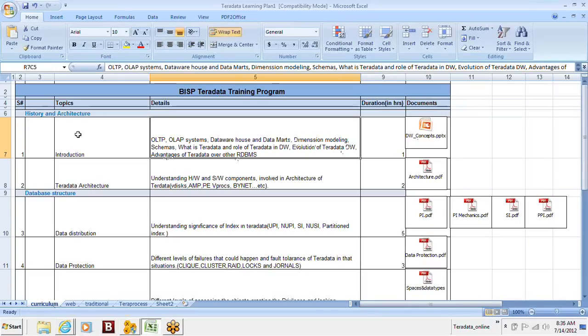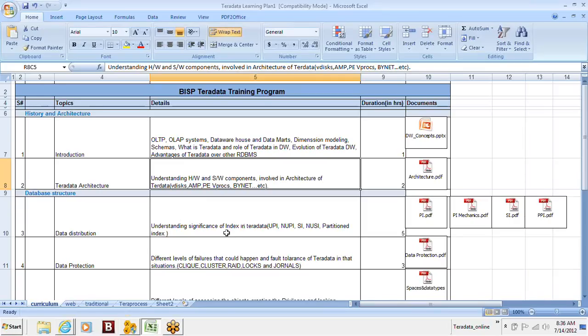So we'll start with the introduction of the data warehouse, the transaction systems, the analytical systems, and how the modeling would be done with Teradata, the physical implementation, with some basic warehousing concepts we cover in the introduction part. Then we start with the actual Teradata architecture, where we'll go through the hardware and software components: AMPs, PEs, vprocs, binaries. Whatever we have seen, we'll give a technical name and try to understand the responsibility of each and every component in the architecture.